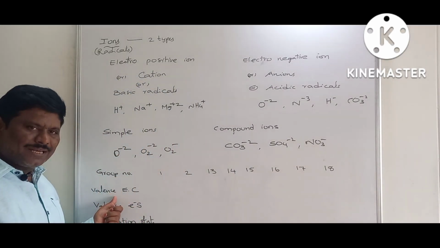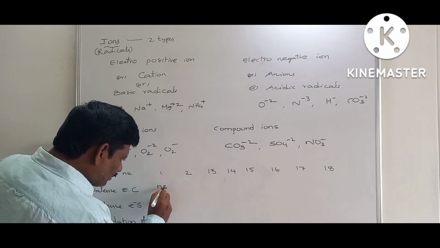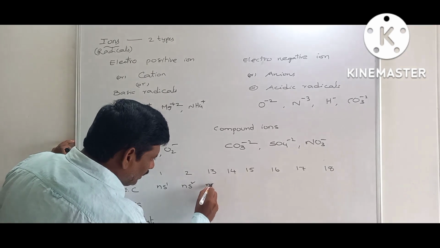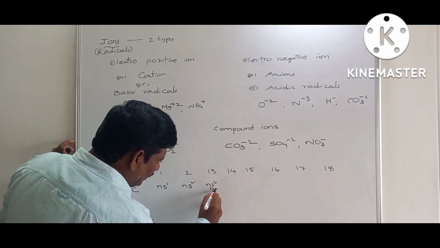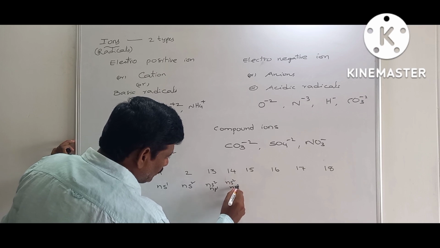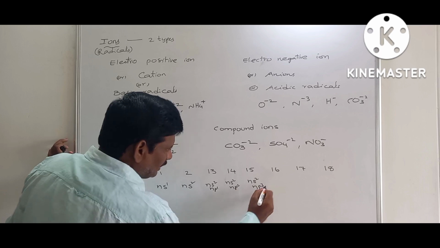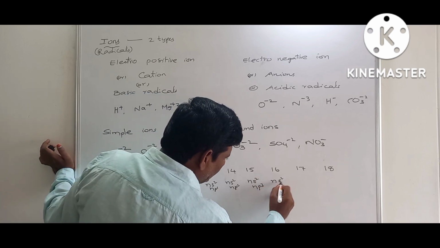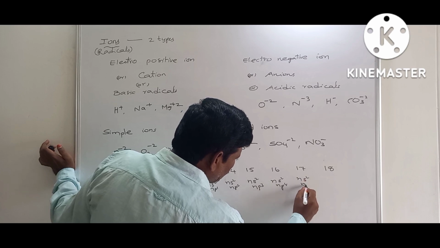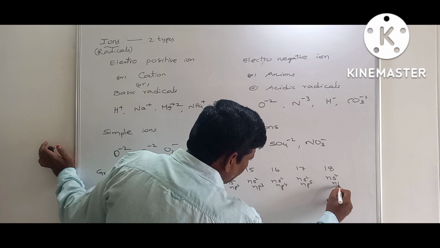Valence electronic configuration of the first group elements: ns1. Second group elements: ns2. 13th group elements: ns2 np1. 14th group elements: ns2 np2. 15th group elements: ns2 np3. 16th group elements: ns2 np4. 17th group elements: ns2 np5. 18th group elements: ns2 np6.